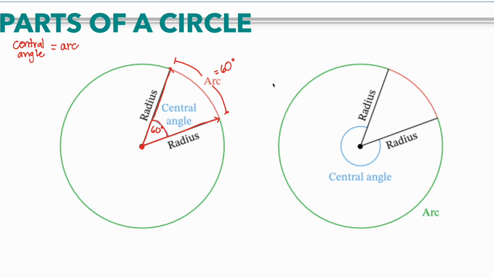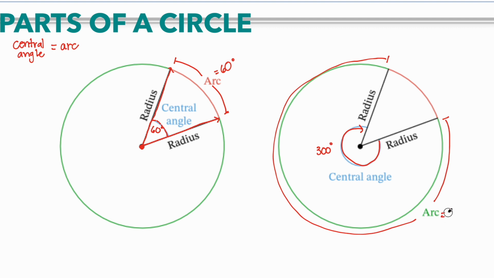You also can have a central angle if you go in the other direction. So instead of joining the two radii in the shortest distance, you can go in the other direction. If I say that this was the central angle between this radius and this radius, then this length all the way around would be considered its arc. So for example, if this central angle was 300 degrees, then this arc would be 300 degrees.